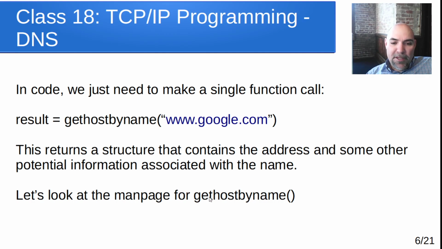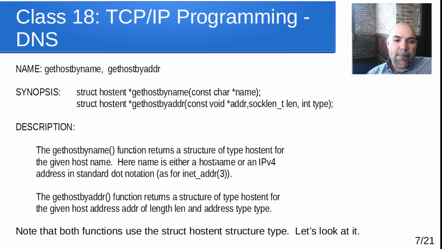So let's look at the man page for that function, since we looked at the TCP/IP man pages. There's a man page for this function, get host by name. Let's take a look at it. So get host by name, you can also get host by address, notice, but we're going to focus on get host by name. So notice what you pass to it is a character pointer to the name. In other words, a string, a null terminated string that is the name that we're trying to look up.